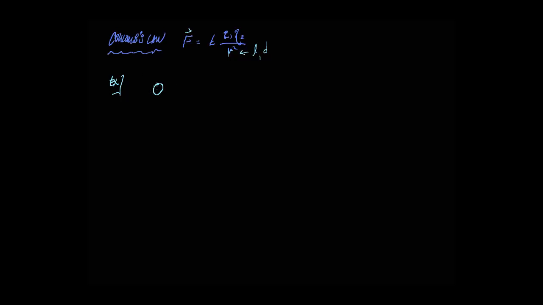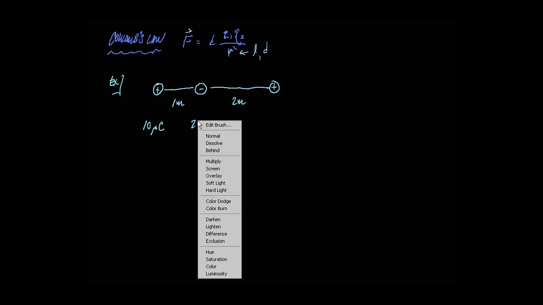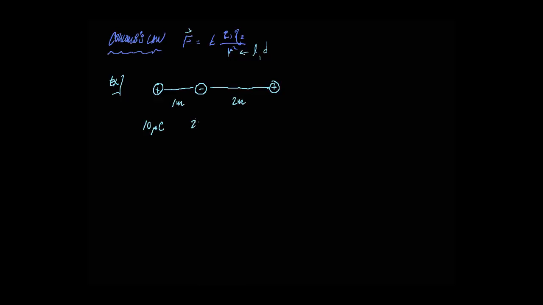Real simple. We're going to have a plus charge here. Let's say it's a meter away. We're going to have a minus charge here, and let's make it 2 meters away. Let's have another plus charge. Now I'm just going to pick some random numbers here. Let's make this 10 microcoulombs. We'll make this 20 microcoulombs, and let's make this 40 microcoulombs.